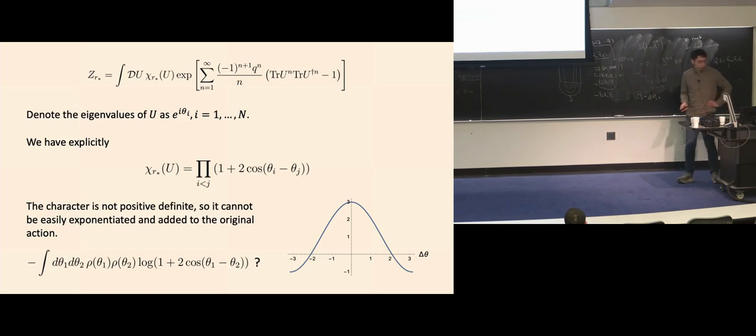The first thing you would try to do, if you see this expression, is to exponentiate it into the action, right? And then try to find some saddle point of the combined action of the original one and the exponentiated action, which in terms of the eigenvalue distribution rho of theta takes the following form. But what's subtle is that, since this is not positive definite, this action actually becomes complex. So it's a bit hard to analyze.